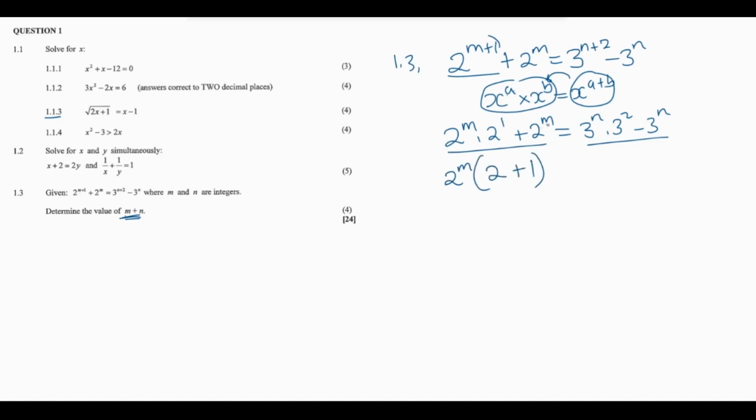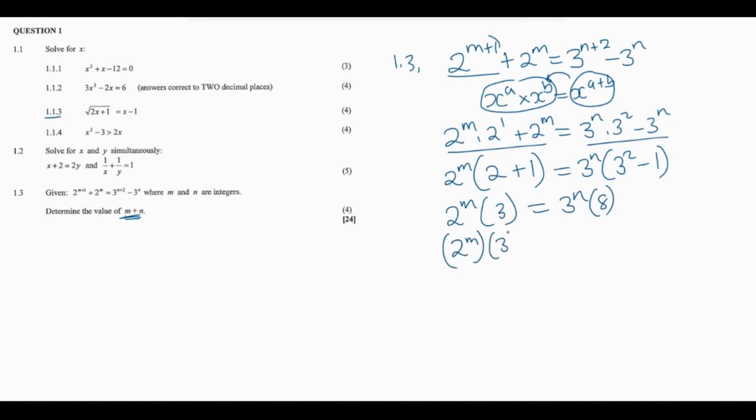And then from 2 to the power m divided by 2 to the power m, we get 1. This is equal to 3 to the power n, and then we get 3 squared minus 1. We factorize them, which is 2 to the power m times 3, equal to 3 to the power n times 9 minus 1, which is 8. If you check here, we have 2 to the power m times 3 to the power 1 is equal to 3 to the power n times 2 to the power 3.